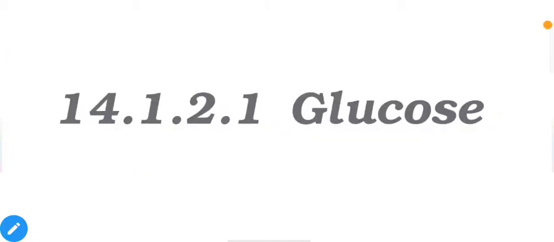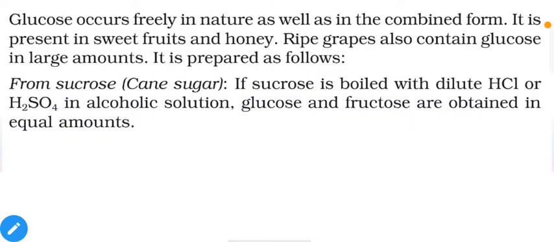Our first monosaccharide and well-known example is glucose. Glucose occurs freely in nature as well as in combined form. It is present in sweet fruits and honey. Ripe grapes also contain glucose in large amounts, and it is prepared as follows.